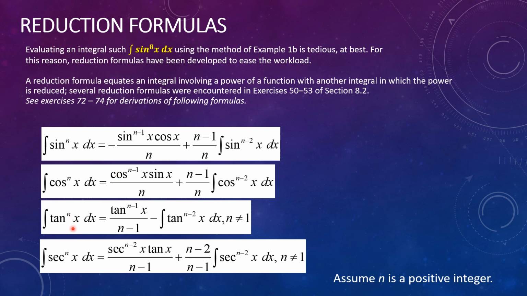And then we have a formula for tangent to the n of x, which gives us tangent n minus 1 of x over n minus 1 minus the integral of tangent to the n minus 2 of x dx. And finally, we have one for secant. Secant to the power of n of x dx equals secant to the n minus 2 x tangent x over n minus 1 plus n minus 2 over n minus 1 times the integral of secant raised to the power of n minus 2. Again, the power is dropping by 2.